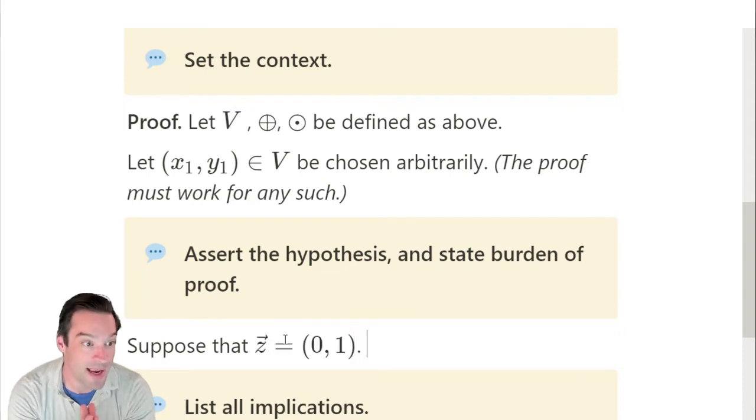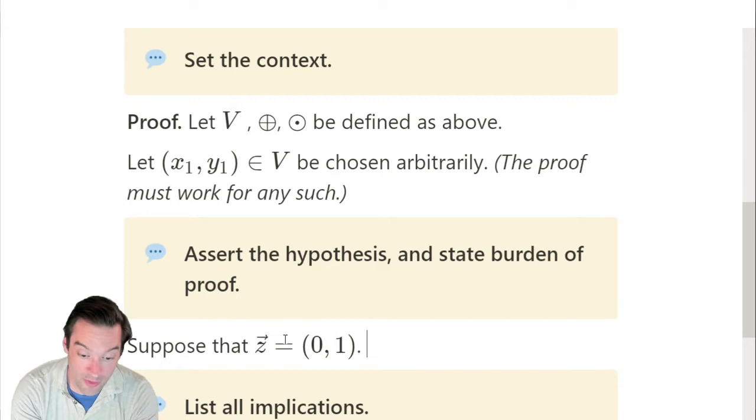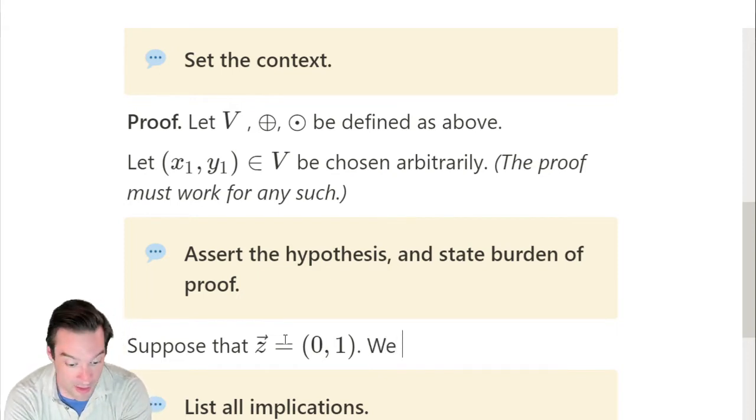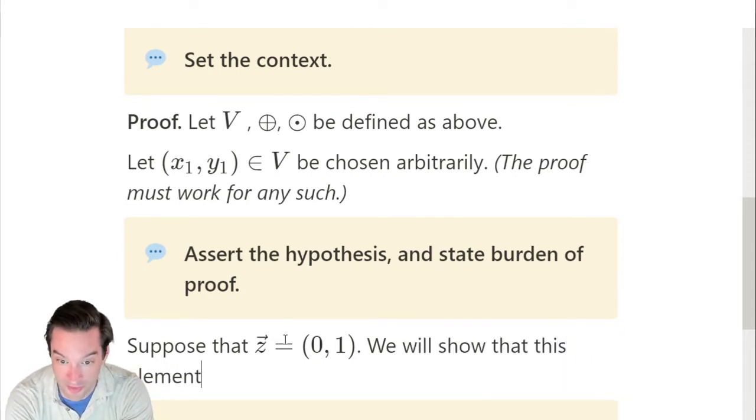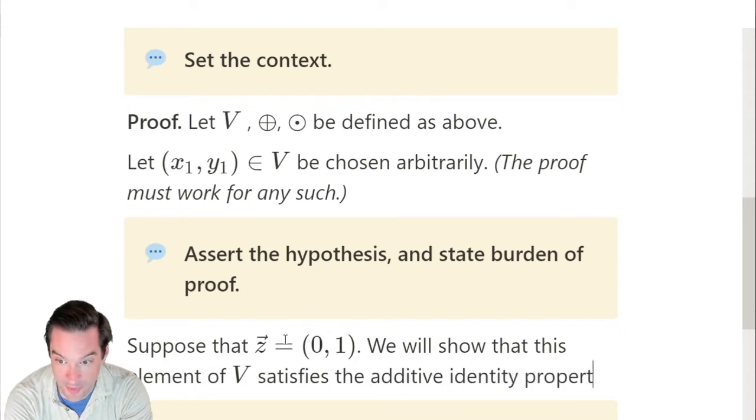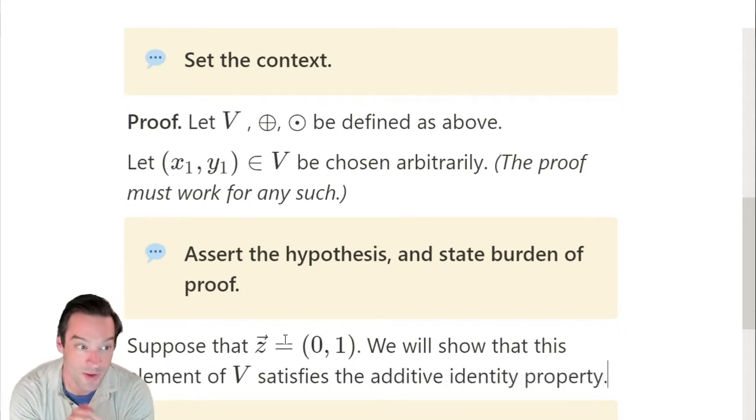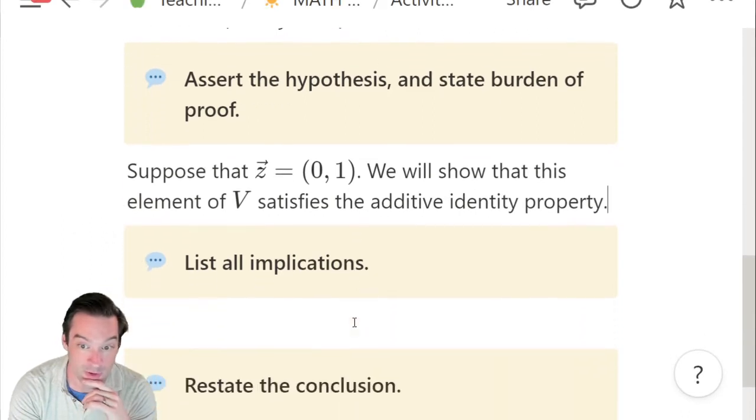And then stating the burden of proof means to tell the reader exactly what we're about to demonstrate to them. And so usually that comes in the form of a sentence that begins with "we will show." So we will show that this element of V satisfies the additive identity property. So there's my hypothesis, there's my burden of proof.